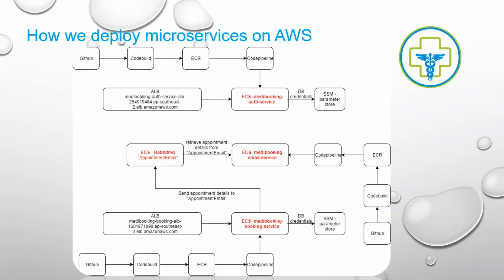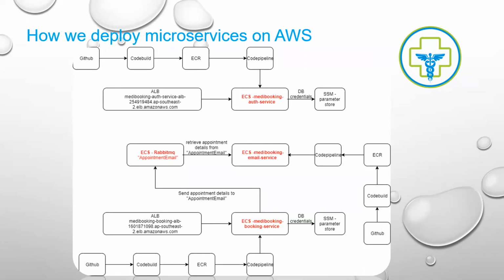Last but not least, this graph shows how we deploy the microservices on the AWS. Each of the 3 microservices has its own GitHub repository. Every time we merge our code to the master branch, the CodeBuild will build a Docker image and push the Docker image to ECR service. And then the CodePipeline service will update the task definition and deploy the new container to the EC2 instance.